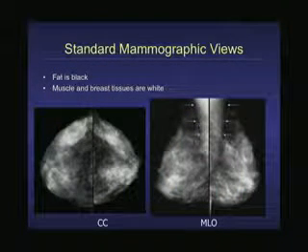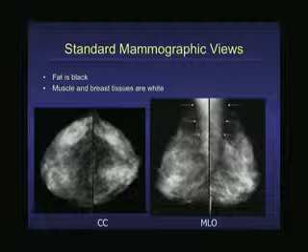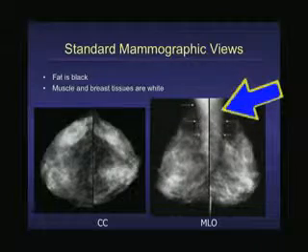And this is what the images look like, okay? This is our CC, this is our MLO. Fat is black, it's dark. It travels easier through the tissue, so it's all the dark stuff here. All the white stuff is muscle and breast tissue. You can see the pectoralis right there, okay?